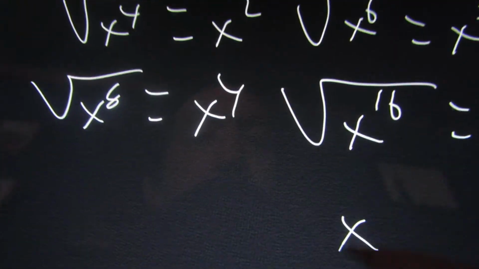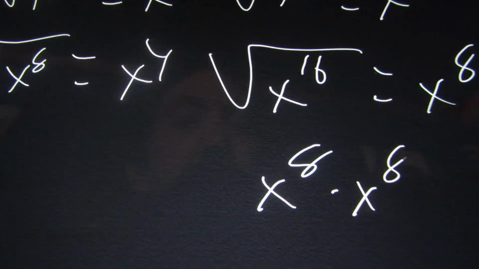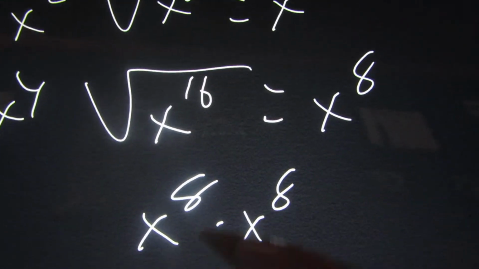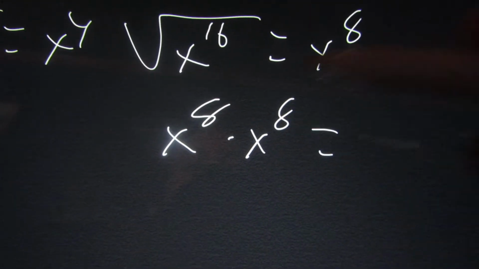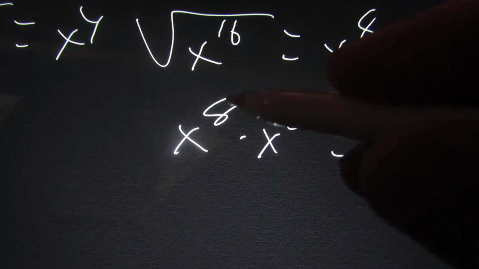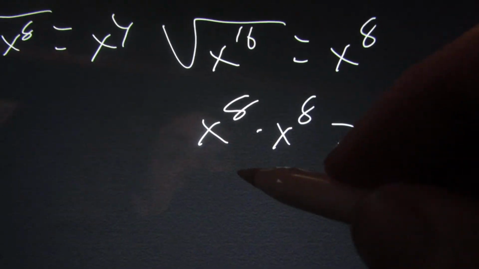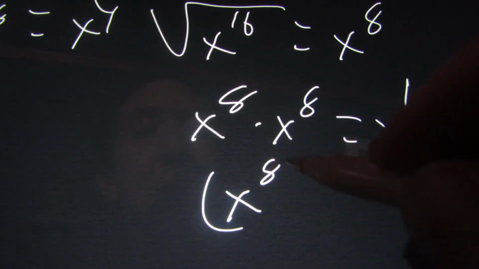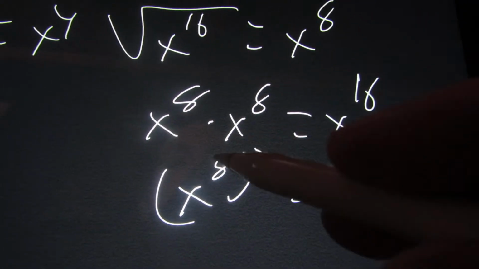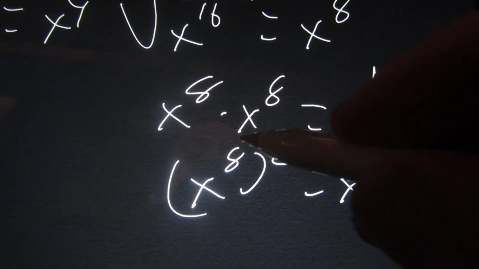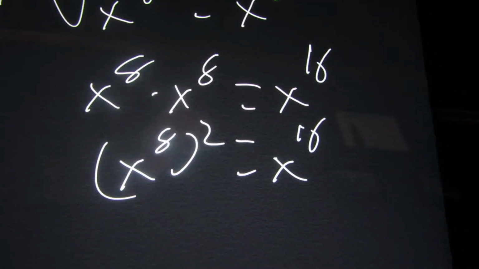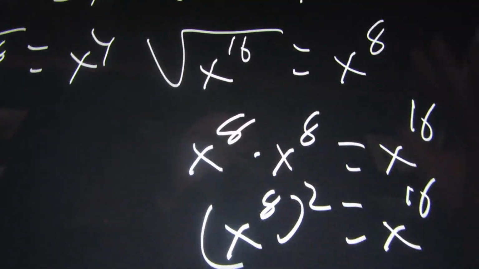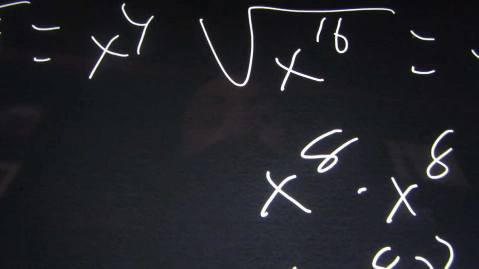Because we're just doing half of what it is. Because remember, x to the 8 times x to the 8, which means x to the 8 squared, is x to the 8 plus 8, which is 16, or if we did x to the 8 raised to the 2, which is squared, it's x to the 8 times 2, which is 16. So that's what we're doing. We're just going backwards now.